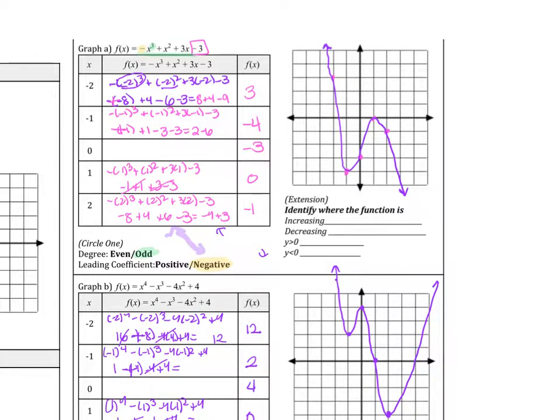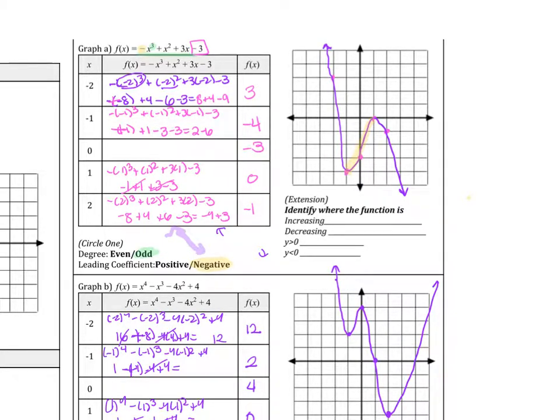Okay, so this is if you want a little bit of a challenge, a little bit of an extension. So we want to look at where the function is increasing, decreasing, where y is greater than 0 and y is less than 0. So increasing, we're always looking at when we're reading the graph from left to right. So where is the graph increasing? It's when it's going up. And so if I trace it, it's going up here and down here. So it's increasing in this portion, okay, in this interval.